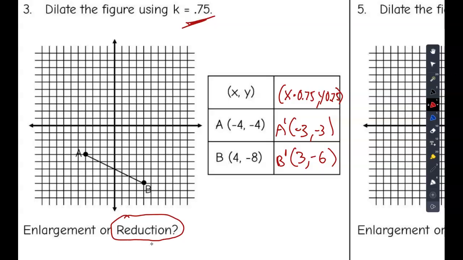Let's plot these points. We got -3 and -3, so go left 3 and down 3. That's going to be my A prime. And then here I got 3 and -6: 1, 2, 3, 4, 5, 6, about right here. That's my B prime. And I'm going to draw the line. Hopefully yours is straighter than mine.